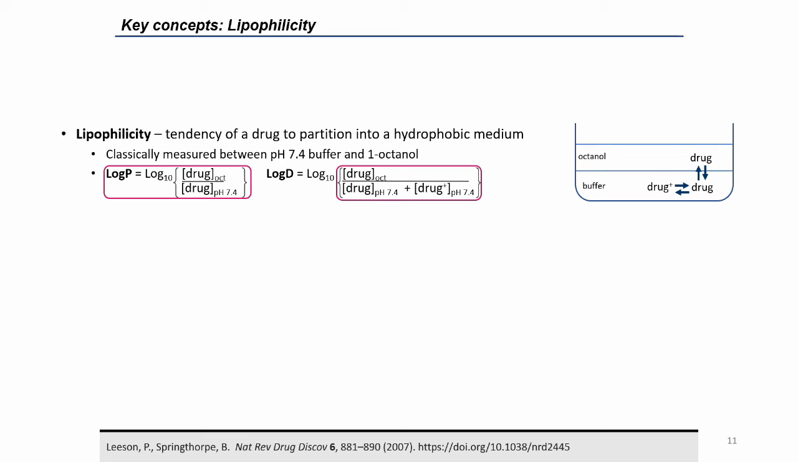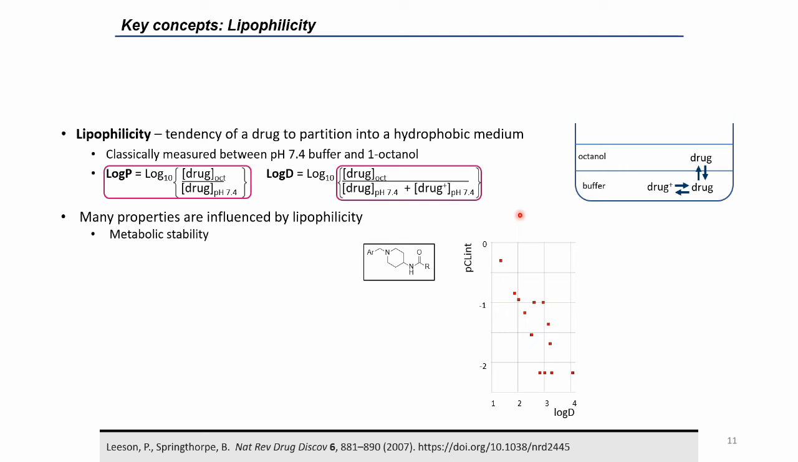So pH 7.4 buffer is used as a model of physiological fluids, and 1-octanol is a model of lipid membranes. The simplest form is log P, which is the log of the concentration of the drug in octanol over the concentration of drug in buffer. However, if your drug ionizes, then you need to modify your concentration by including the ionized form in your calculation. And this will give you two numbers, either the log P or the log D.